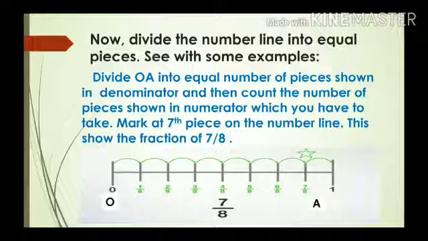Now divide the number line into equal pieces. See with some example. Divide OA into an equal number of pieces shown in the denominator and then count the number of pieces shown in the numerator, which you have to take. Here the fraction is 7 upon 8. So 7 is the numerator and 8 is the denominator. So you have to draw 8 pieces on the number line and mark the 7th piece on the number line. This shows the fraction of 7 upon 8.